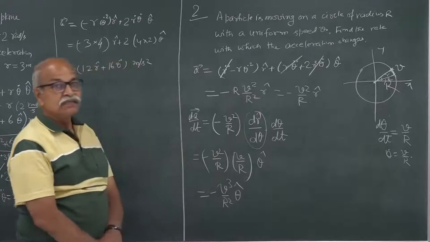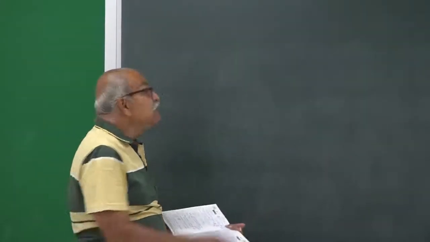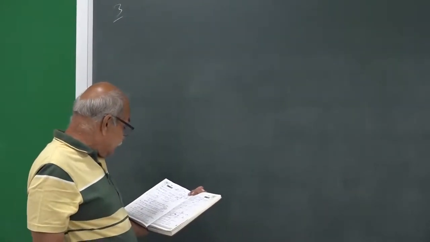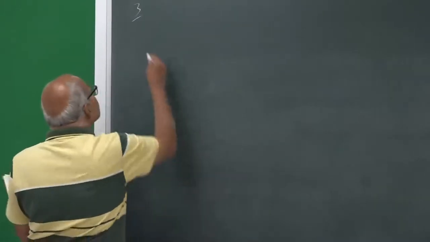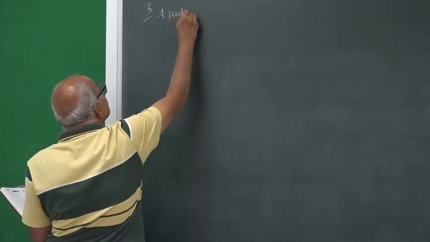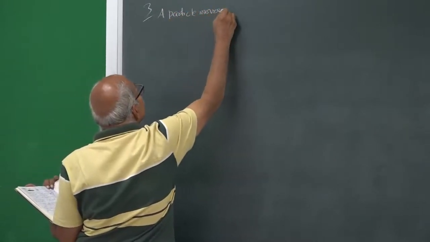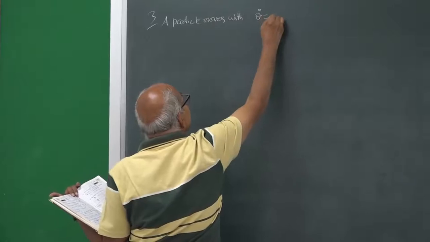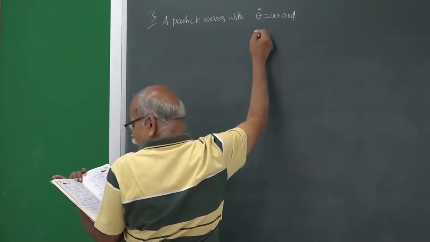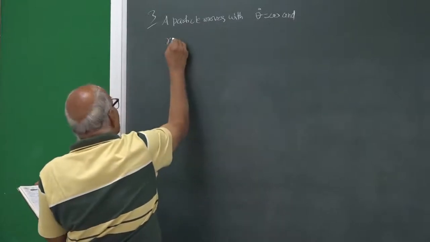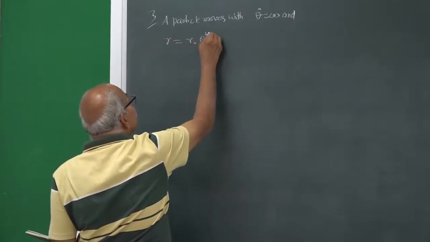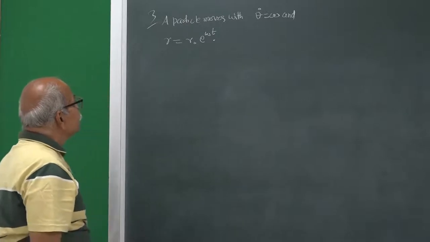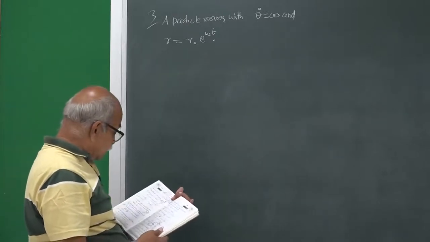This is our question number 2. Next question 3, and this is based on example 1.17, and it says that a particle moves with theta dot equal to omega, which is constant, and r equal to r naught e to the power omega t. So this is the information given, theta dot is omega and r is r naught e to the power omega t.